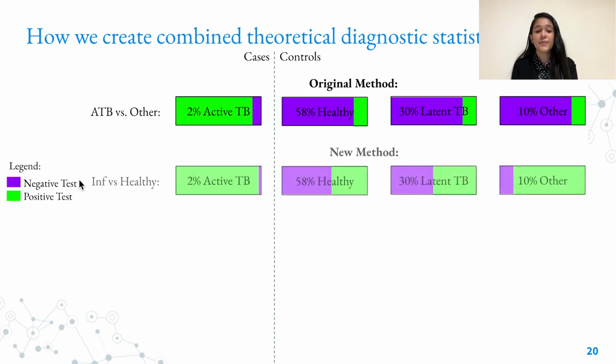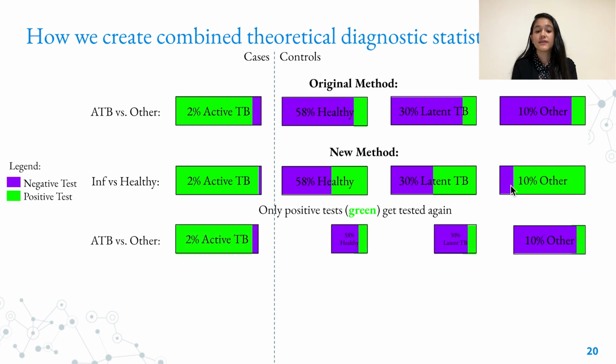So first, the patients undergo the new infectious versus healthy signature. We can see their test results here based on the performance of the signature on each of these categories at a sensitivity of 97.5. Those that test negative are immediately classified as negative. However, those who test positive are tested again. Using the sensitivity and specificity of the ATB versus other signature, we simulate the results of this test.